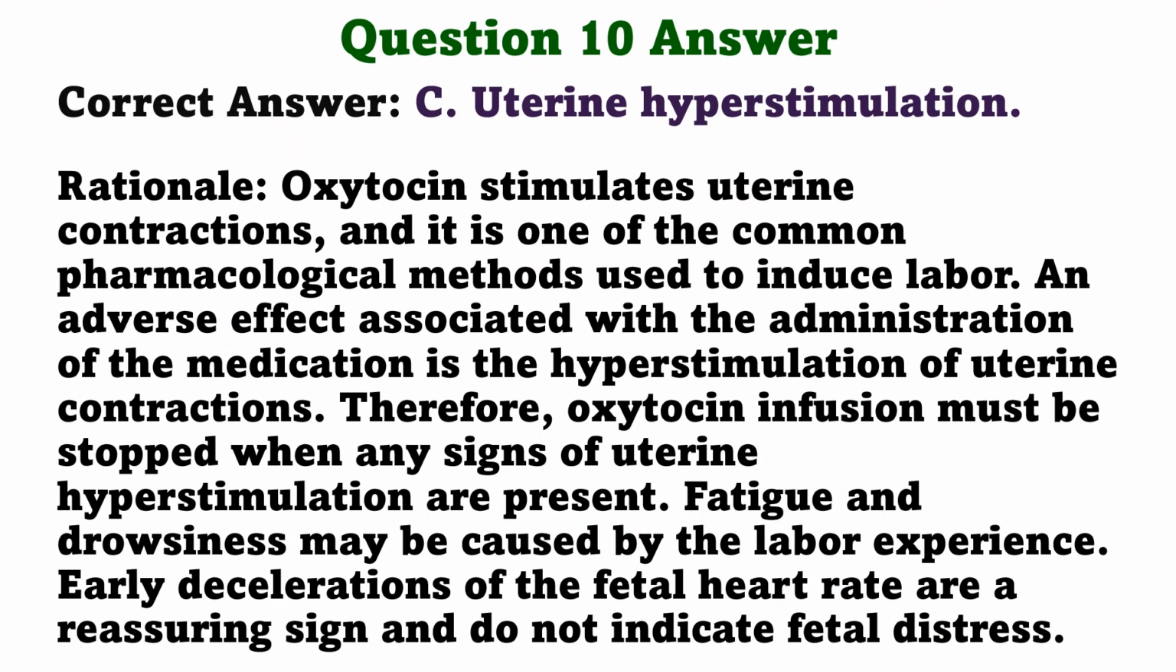The correct answer is C. Uterine hyperstimulation. Rationale: oxytocin stimulates uterine contractions, and it is one of the common pharmacological methods used to induce labor. An adverse effect associated with the administration of the medication is the hyperstimulation of uterine contractions. Therefore, oxytocin infusion must be stopped when any signs of uterine hyperstimulation are present. Fatigue and drowsiness may be caused by the labor experience. Early decelerations of the fetal heart rate are a reassuring sign and do not indicate fetal distress.